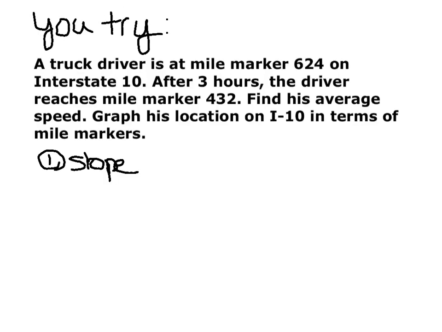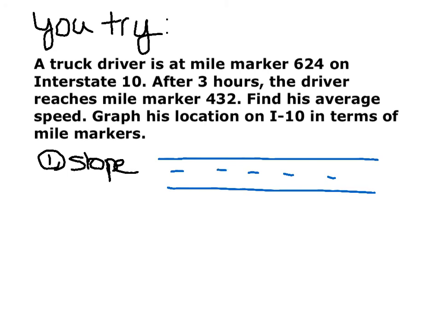A truck driver is at mile marker 624 on the interstate. So he's driving down the interstate. And when you're driving, you'll see that there are little mile markers along the side of the road. So he looks up and sees I'm at mile marker 624. He drives for 3 hours. And then he looks up and sees that he's at mile marker 432. Okay, find his average speed.